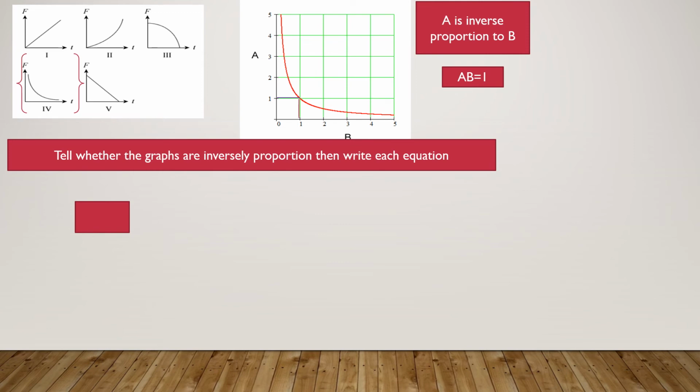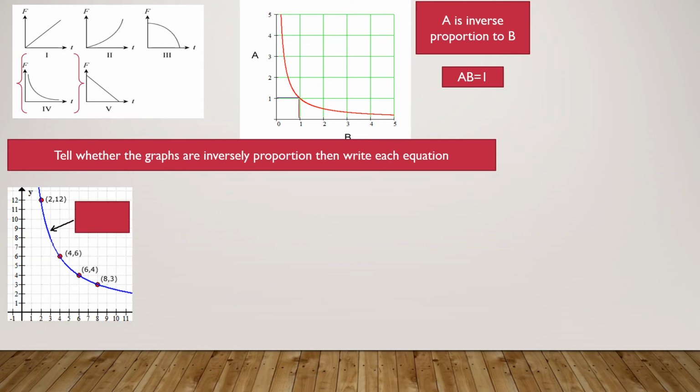Now tell whether the graphs are inversely proportional and write its equation. Let's check this graph. First, you have to multiply the variables. Here the variables are x and y. Let's multiply x and y of each point. 2 times 12, 24. 4 times 6, 24. 6 times 4 is also 24. 8 times 3 is 24. Every time they are giving us the same product. So it's inversely proportional, and the equation is xy equals 24.